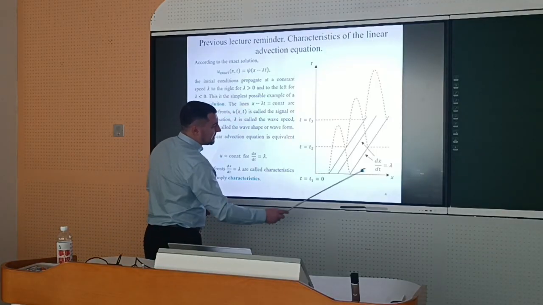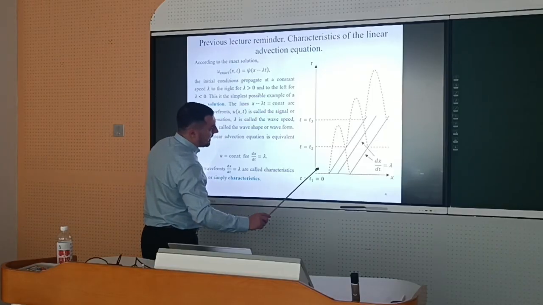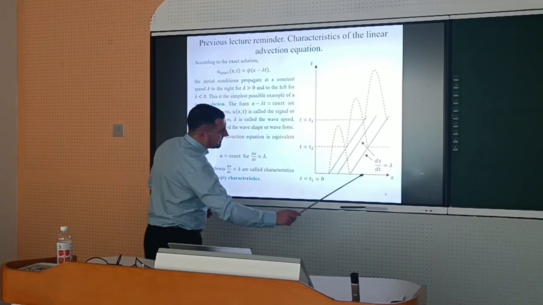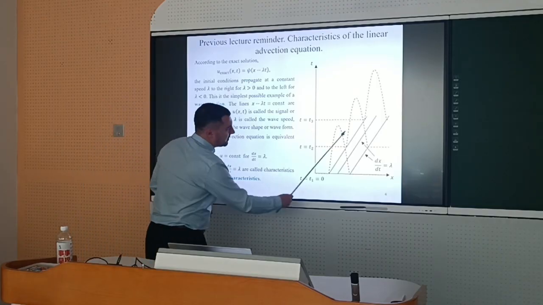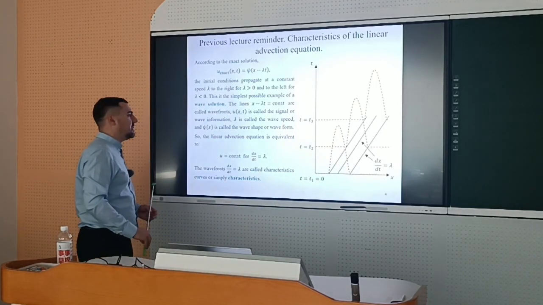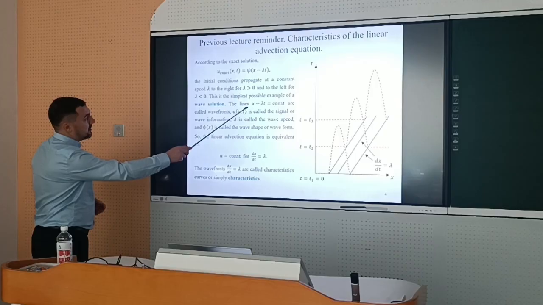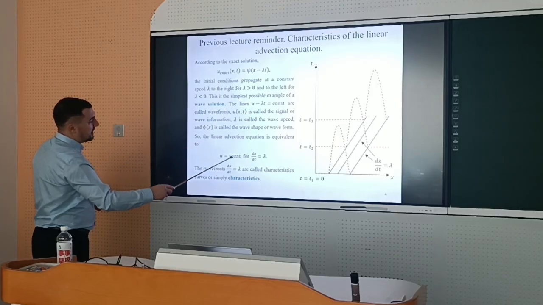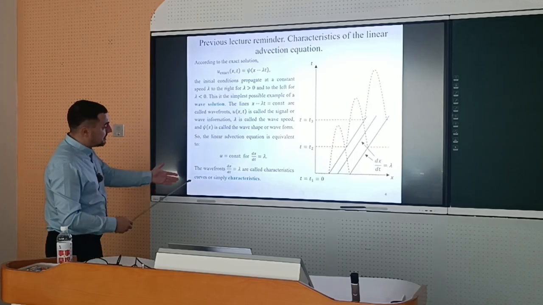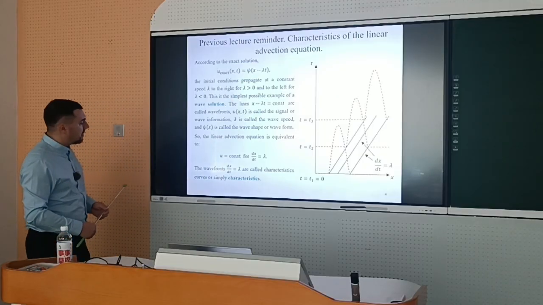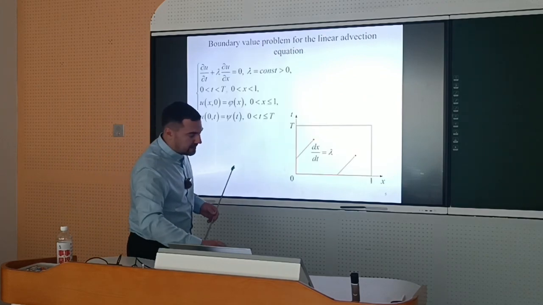This is the x-axis, the t-axis, and we consider three time instances: t1, t2, and t3. This red dashed line corresponds to the solution, and it illustrates that the exact solution propagates along this characteristic line. Or we can take the derivative of both sides of this equation and get that u is constant for dx over dt equals lambda. So the wavefronts dx over dt equals lambda are called characteristic curves, or simply characteristics. We have already discussed all these things.